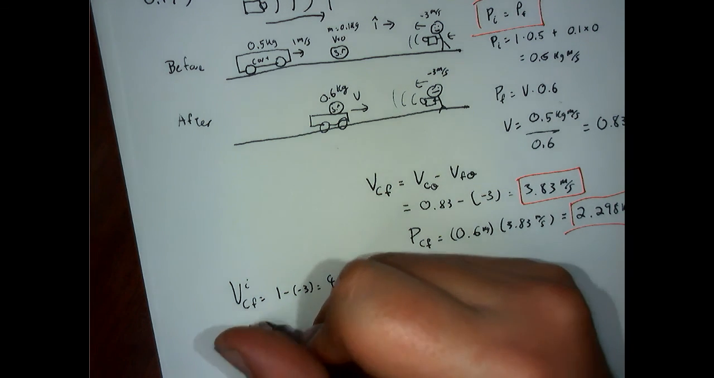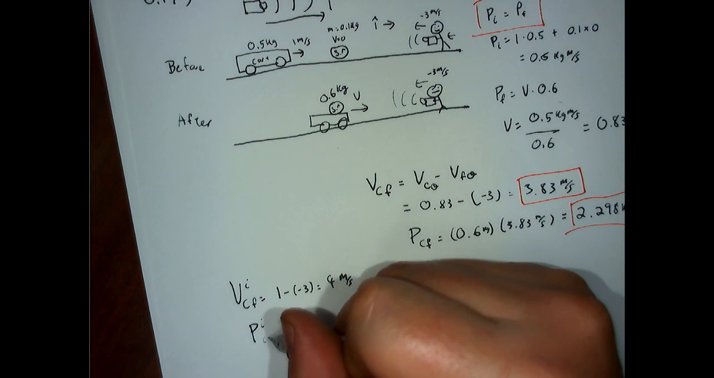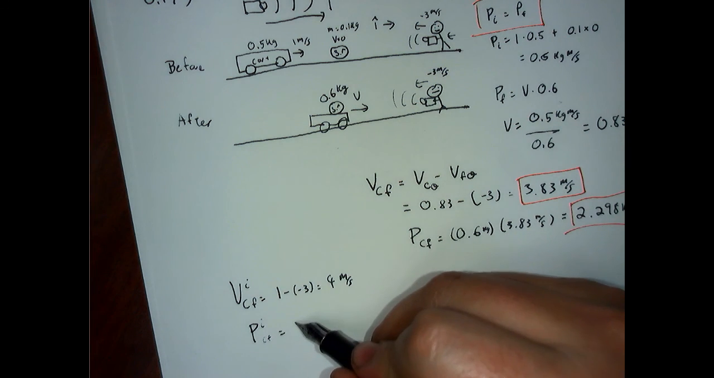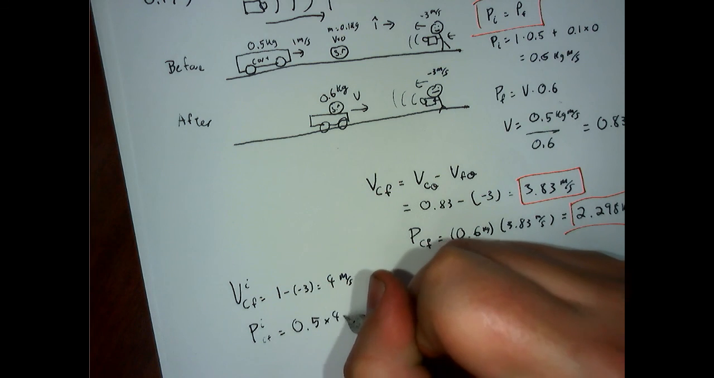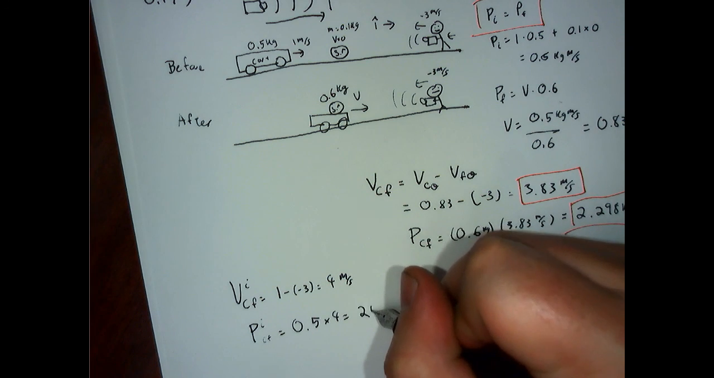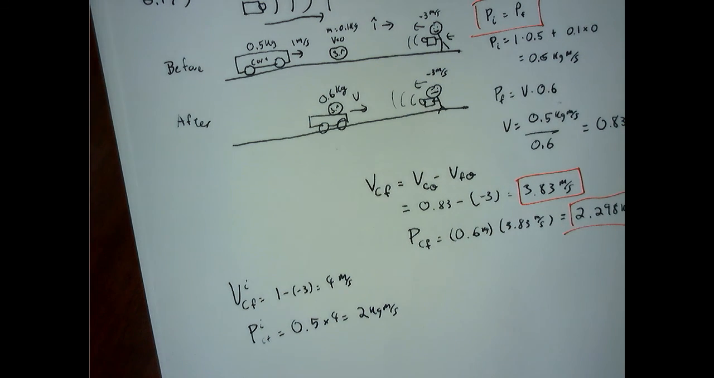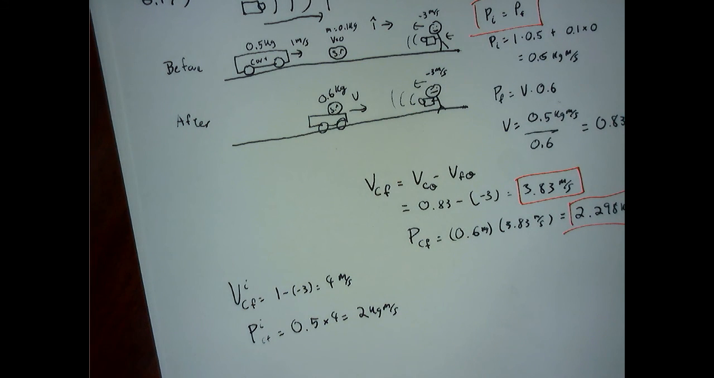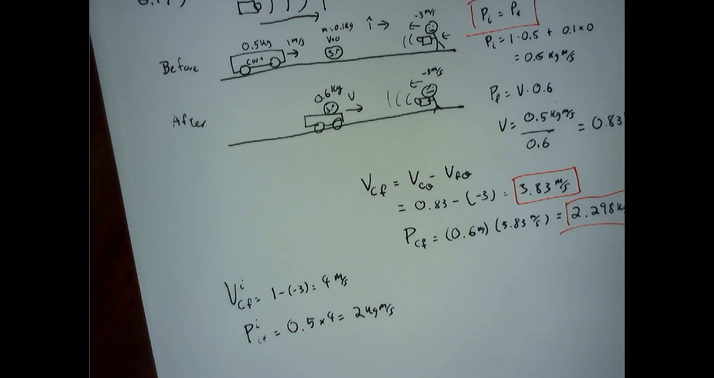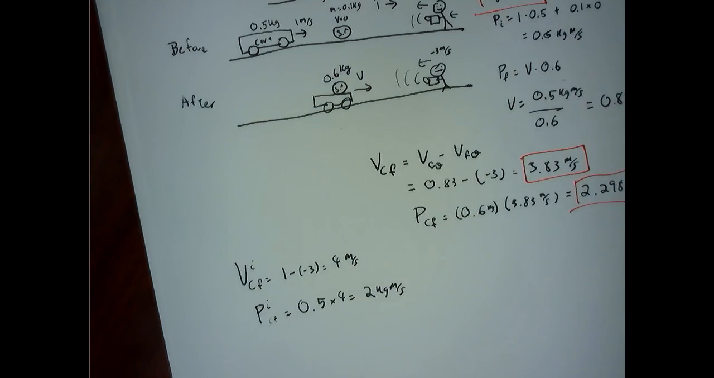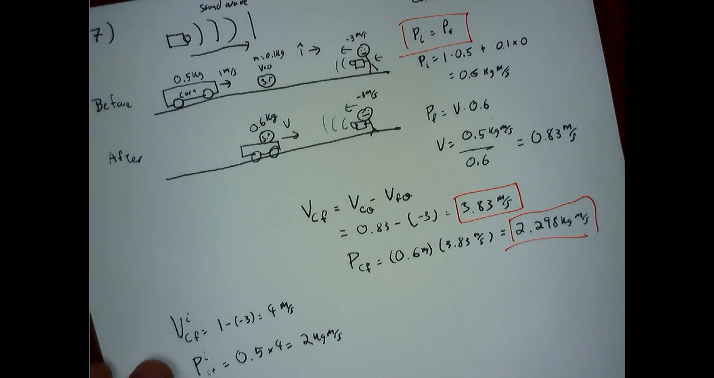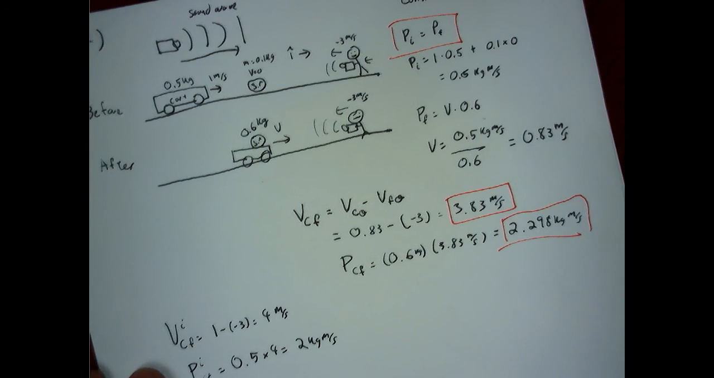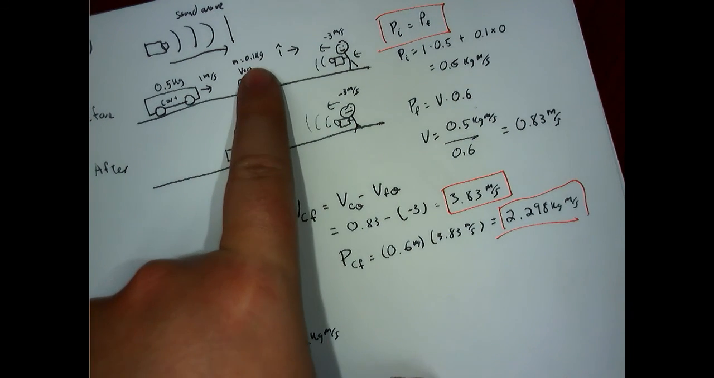And so the momentum should be the mass times 4, which is 2 kilogram meters per second. Whoa, did I make a mistake here? Let's see. 0.1 kilogram.